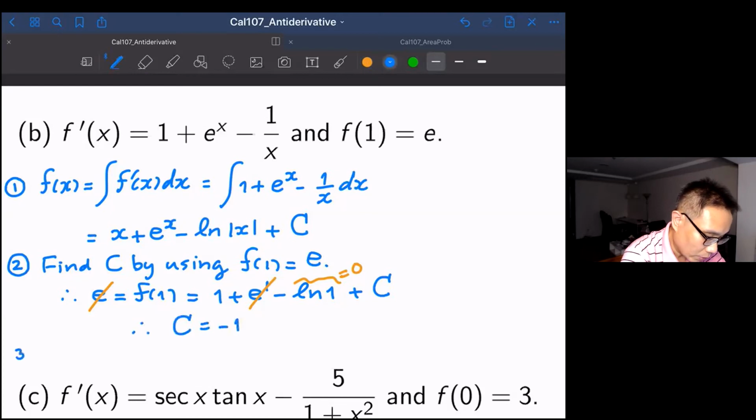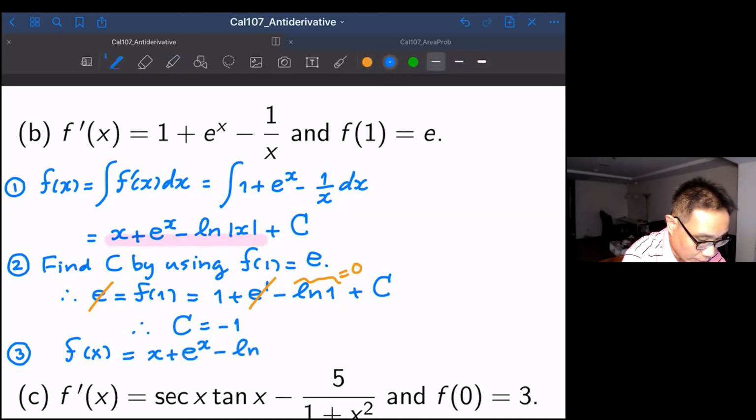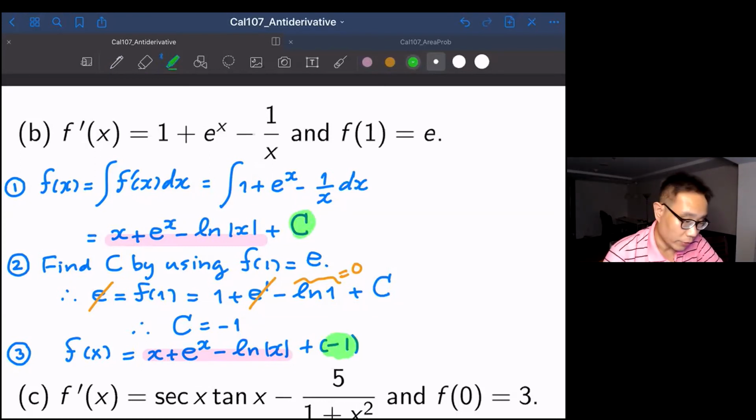And so you get f of x equal to x plus e to the x minus log absolute x. So this one is the pink one. And you're going to add negative 1, which is my c. Okay, so this is how we answer. We have c equal to negative 1.